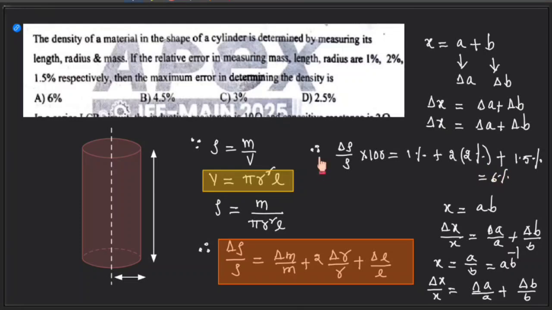If x is equal to a power n and b power m, we can write the relative percentage error as delta x by x is equal to n into delta a by a plus m into delta b by b, right? So please keep all these formulas in mind for the next exam.